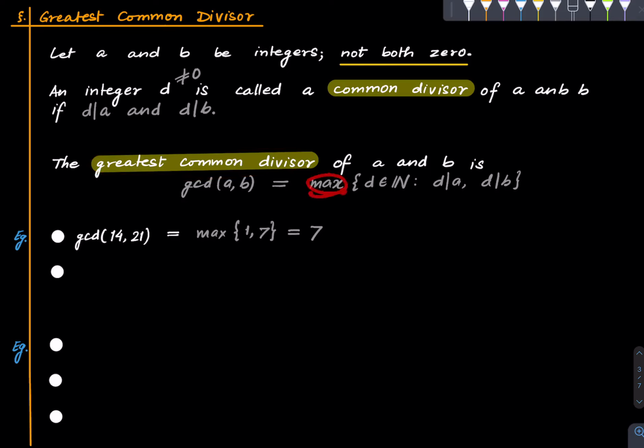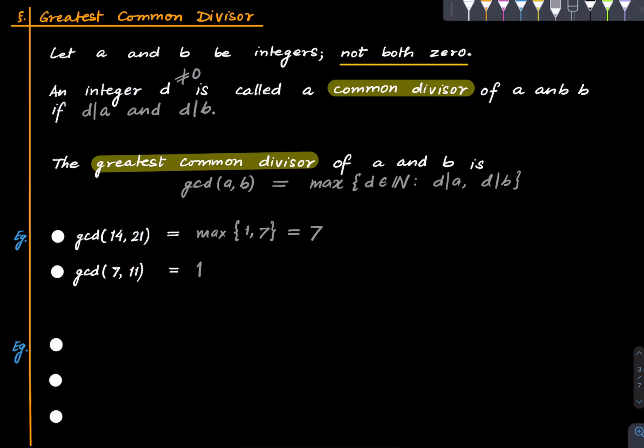It's just the greatest among all common divisors. That's the definition of GCD. All right, so GCD of 14 and 21 is 7 because 7 is the greatest common divisor. And let's see another example. What about GCD of 7 and 11? If you think about it, you'll find that this is equal to 1.